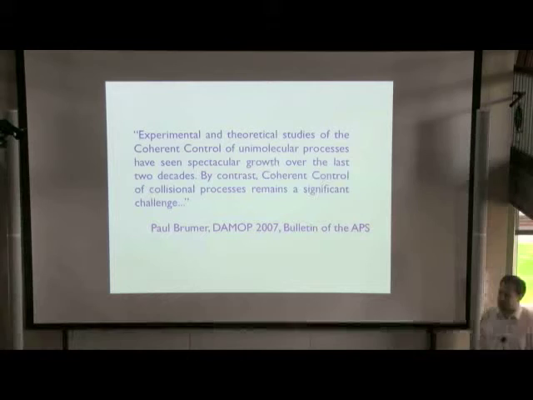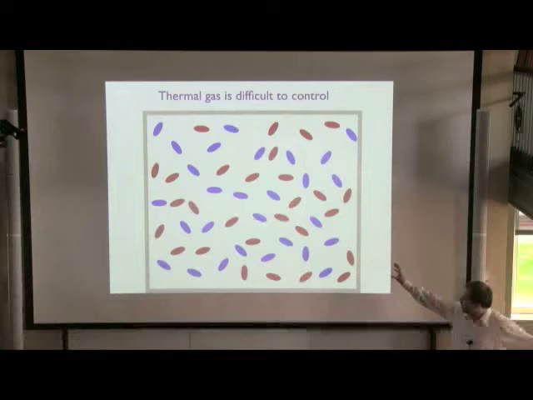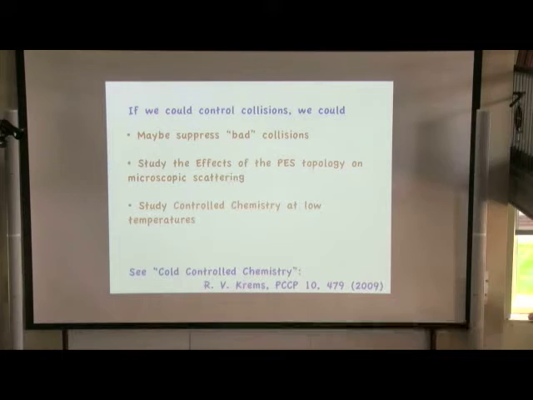So controlling bimolecular collisions is a very difficult task, primarily because collisions are random. If you wanted to develop quantum mechanisms for controlling collisions, you would have to be able to control not only the relative orientation of molecules, but also have some handle on the center of mass motion of the collision complexes, which is in general a very complicated problem. Molecules are moving randomly, they're rotating randomly, and that's what makes it hard to control their interactions. Now, the problem being difficult is not enough of a justification to study it, of course.